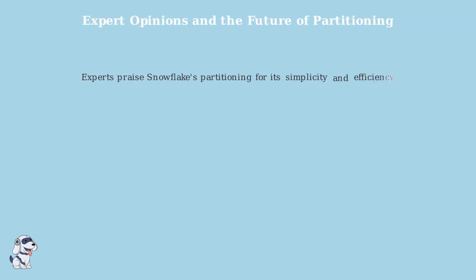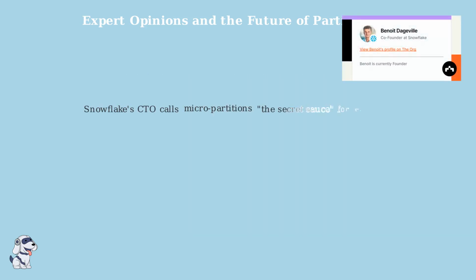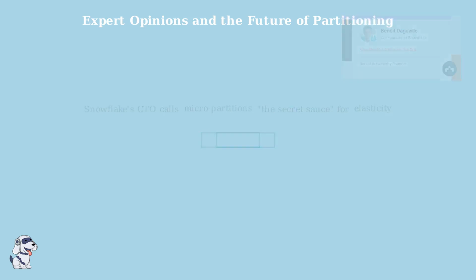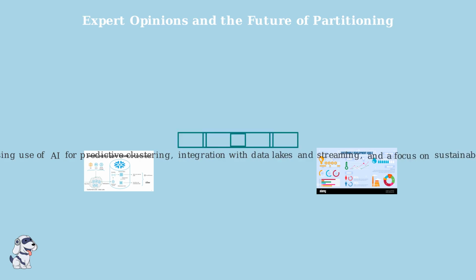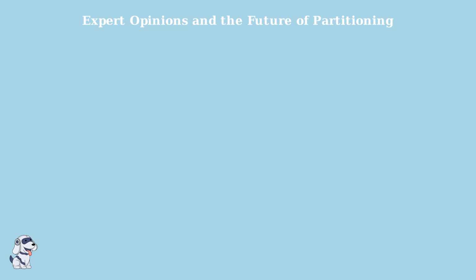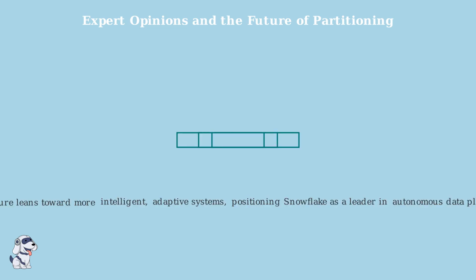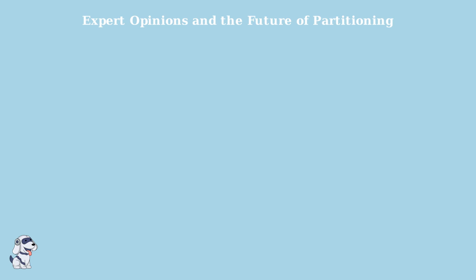Experts praise Snowflake's partitioning for its simplicity and efficiency. Snowflake CTO calls micro-partitions the secret sauce for elasticity. Trends indicate increasing use of AI for predictive clustering, integration with data lakes and streaming, and a focus on sustainability and cost efficiency. The future leans toward more intelligent, adaptive systems, positioning Snowflake as a leader in autonomous data platforms.